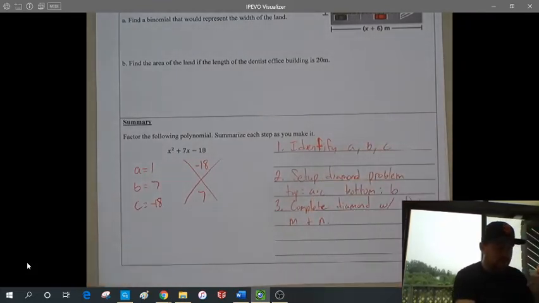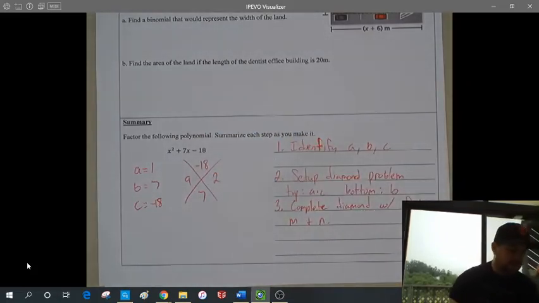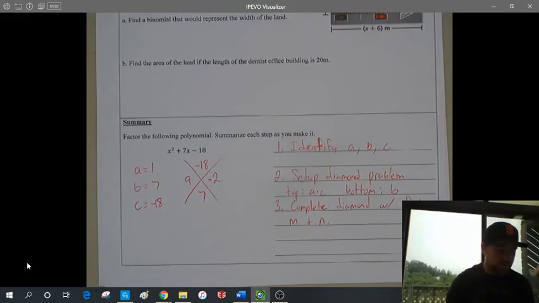Here I'm looking for numbers multiplying to make negative 18 and adding to make 7. 18 and 1, or 6 and 3, won't make 7. 9 and 2, though, will combine to make 7. In this case I want a positive 7, so my lesser value, the 2, is going to be the negative.